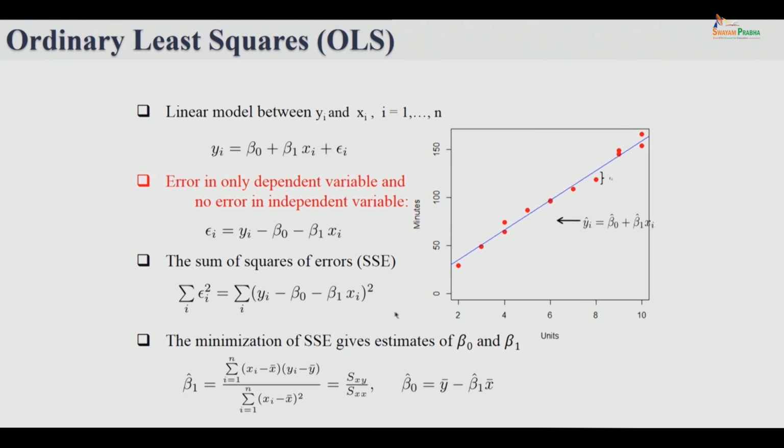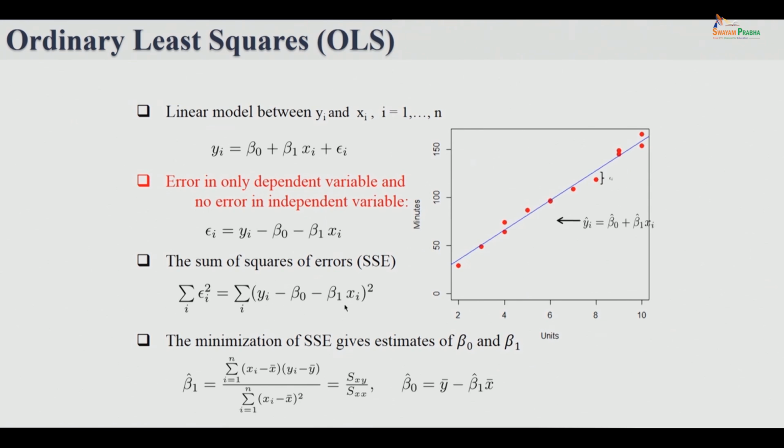Once you set up this formulation, whoever gives the best beta naught and beta 1 will have the minimum vertical distance of the points from that line. And this can now be done analytically. I try to solve this optimization problem, which means find the beta naught and beta 1 which minimize this, and this is what is called the unconstrained optimization problem with two parameters.